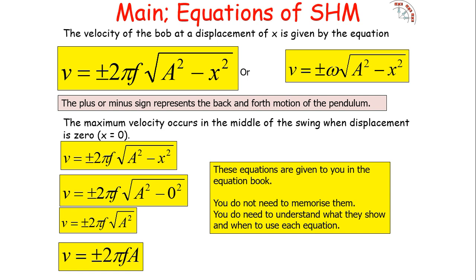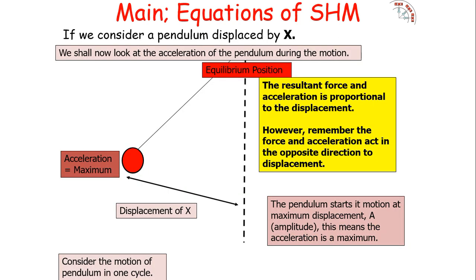Now again, these equations are given to you in your equation book, so you don't need to memorize them, but you need to know what the terms mean and what it's actually representing. What we mean by maximum velocity, what we just mean by velocity. And then finally, let's consider acceleration.